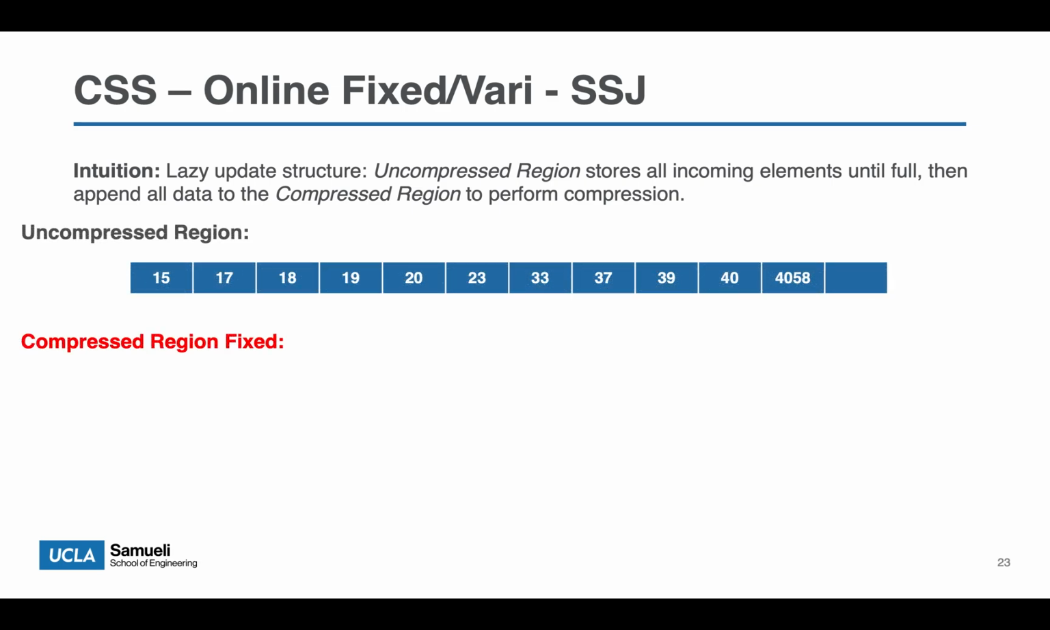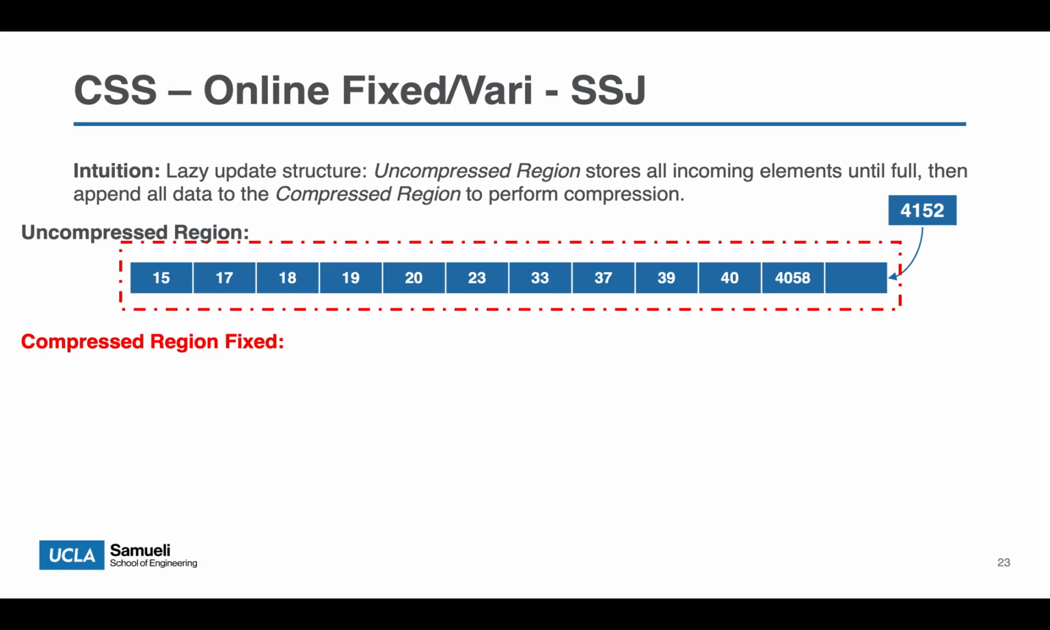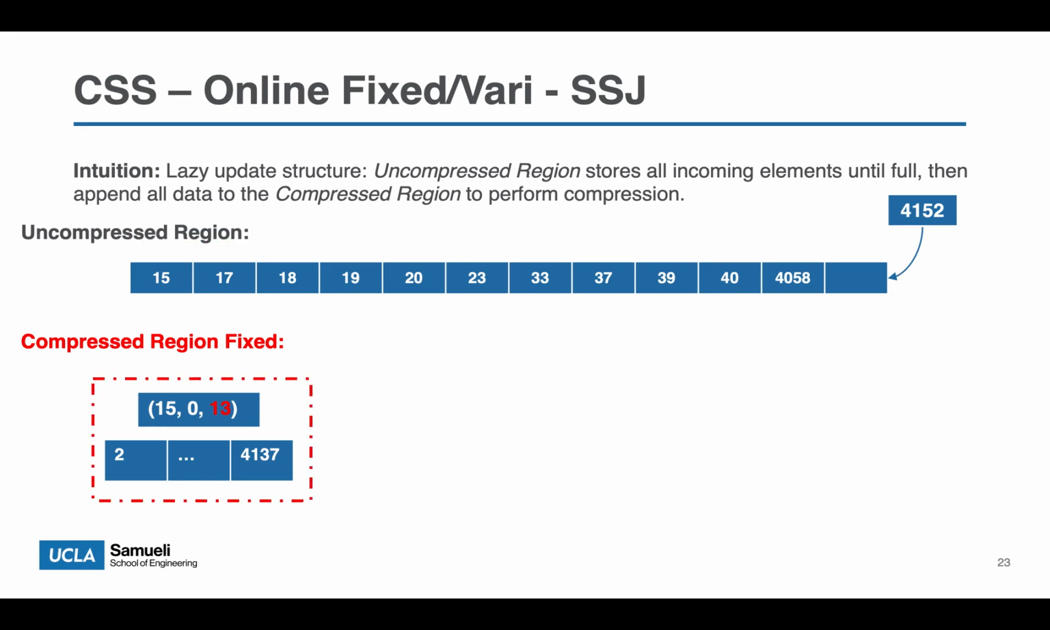Let's take a look at this as an example. This is a buffer of size 12, and we already have 11 elements, and another element, 4152, comes. Now the buffer is full. If we extend MLC into CSS online fixed, as a result we just compress the entire buffer into a compressed block that is shown within the red.